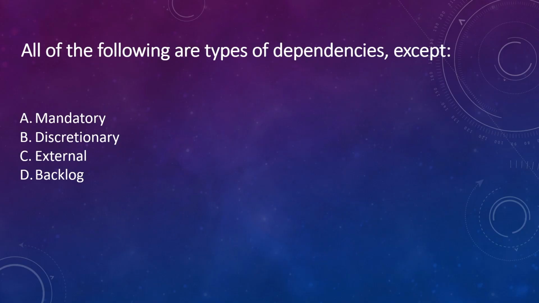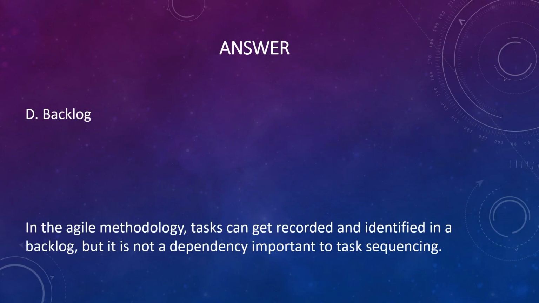All of the following are types of dependencies except A, mandatory. B, discretionary. C, external. D, backlog. The answer is D, backlog. In the Agile methodology, tasks can get recorded and identified in a backlog, but it is not a dependency important to task sequencing.